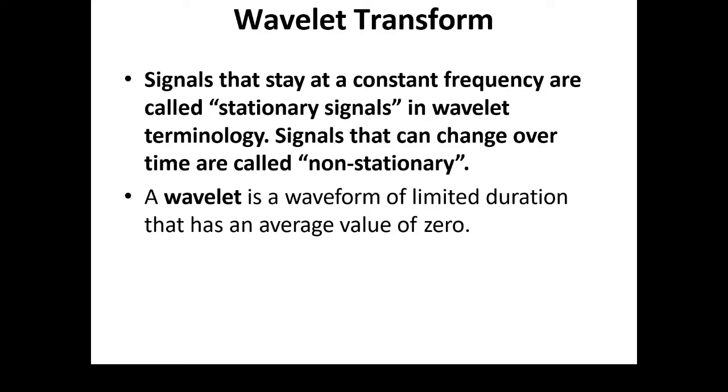Then coming to the wavelet transform, we have already discussed it in one of our previous classes, but still I will be discussing it in short. As I told you, wavelet transforms are basically useful when the signals can change over time, called non-stationary signals. So what is a wavelet? A wavelet is a waveform of limited time duration that has an average value of 0.